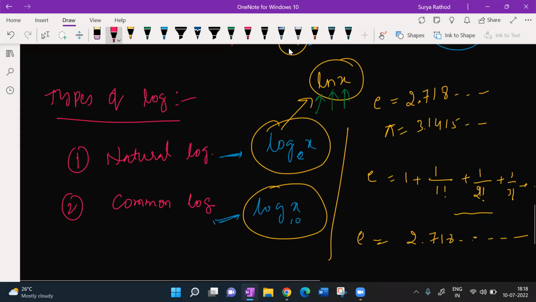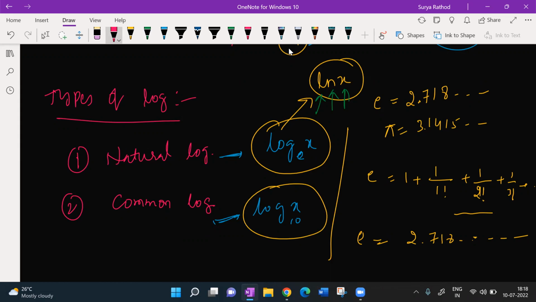It is not that you will not be studying natural logs in your science subjects. If you take a topic like thermodynamics, you will be having natural logs as well, log with a base e. You will be using such logs as well. If you open a thermodynamics topic, you will definitely see natural logs over there.